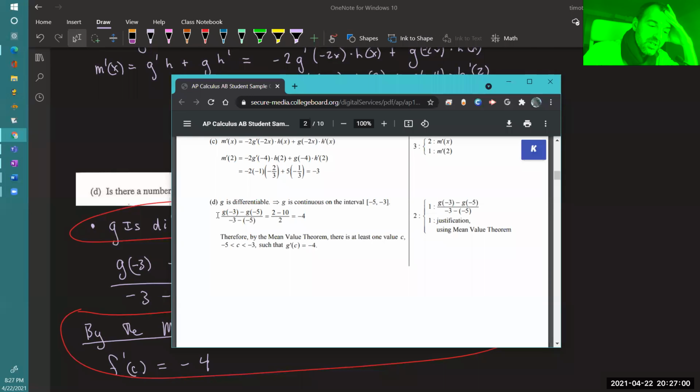So now I bust out the mean value theorem, okay? So you get a point for that. And your 1 is your justification for using the mean value theorem, okay? So therefore, by the mean value theorem, there's at least one value C. You're basically just restating the mean value theorem here, okay? And you can't do that unless you've written down the conditions for the mean value theorem being a thing, all right? So that's that one, all right?